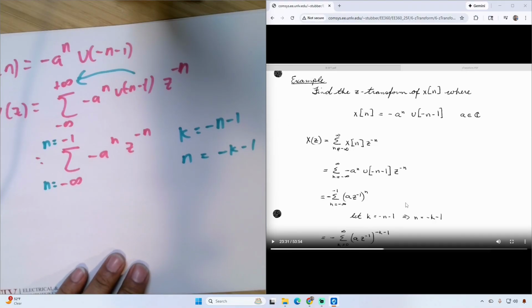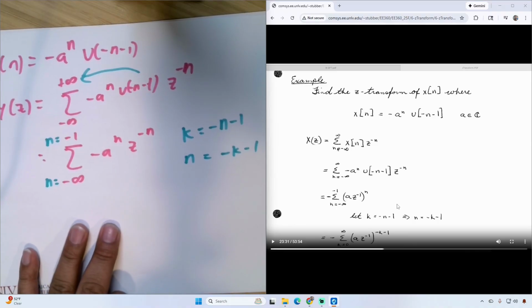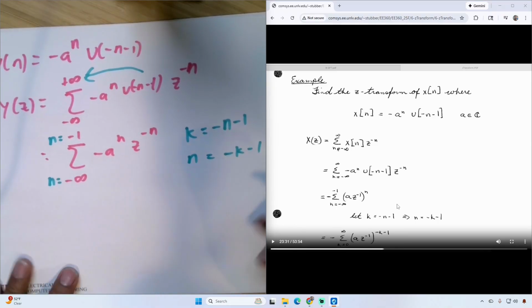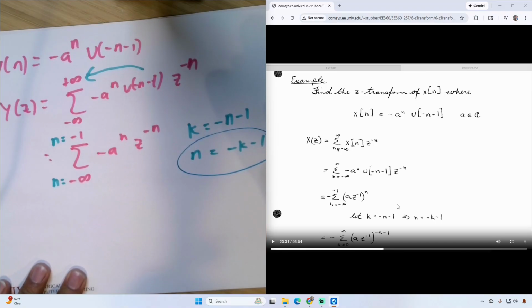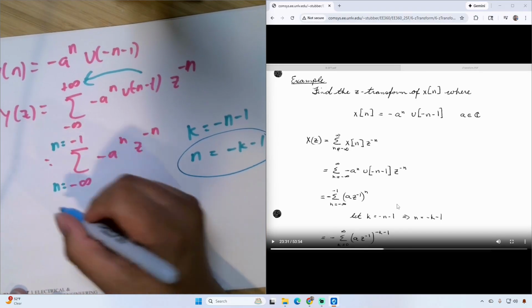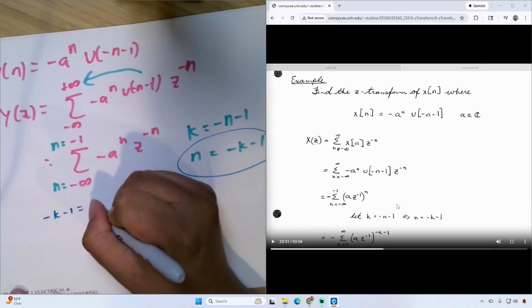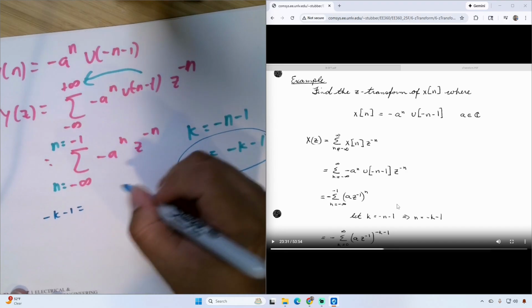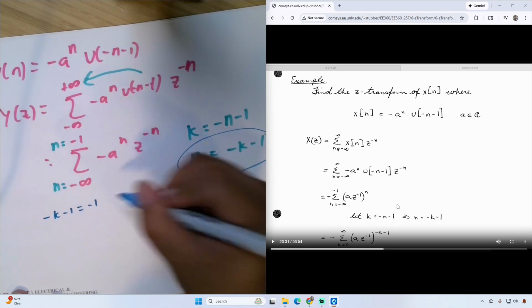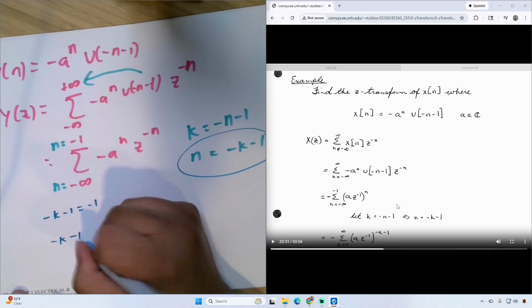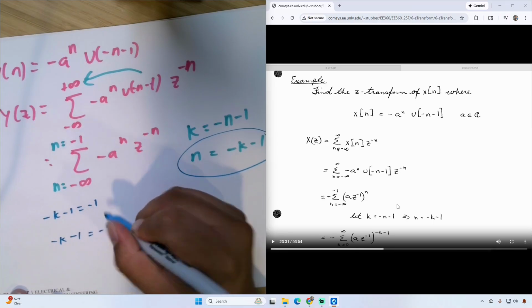Guess that's how he wants you to do it. Well, let's start brute forcing things, okay? We're here to learn. So this is what he wants. He's like, yay, smiley face. Anyways, I'm going to put minus k minus 1 is equal to minus 1, okay? And then we got minus k minus 1 is equal to minus infinity, all right?